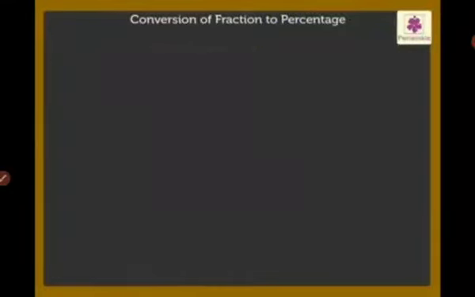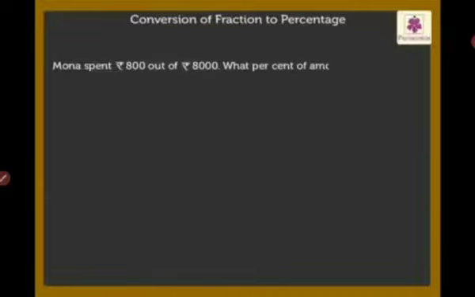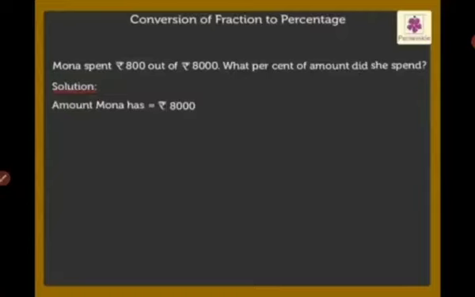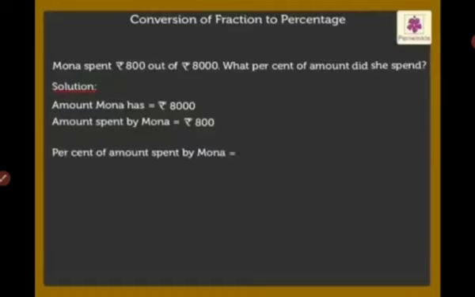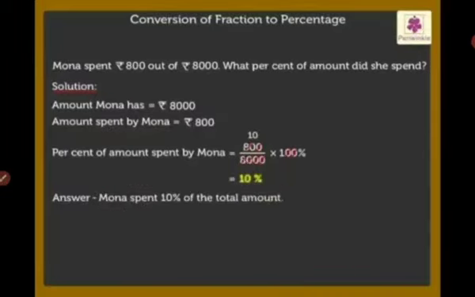Let's solve one story problem. Mona spent 800 rupees out of 8000 rupees. What percent of the amount did she spend? We shall write the statements first. Amount Mona has is equal to 8000 rupees. Amount spent by Mona is equal to 800 rupees. Here, we have to find out the percent of the amount she spent. So, to find the answer, we write the fraction for the amount spent, multiply it by 100 and reduce it to its lowest terms. Thus, Mona spent 10% of the total amount.